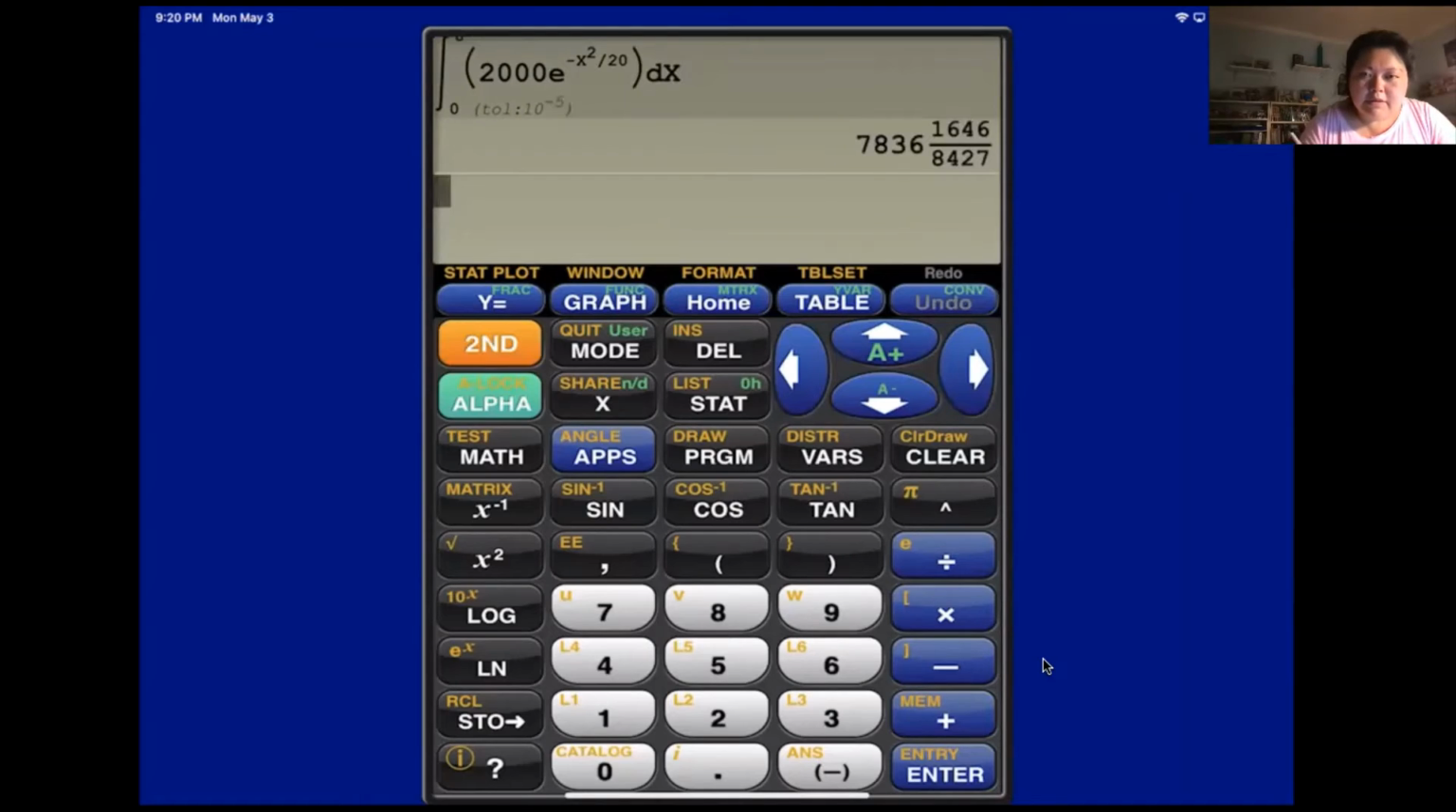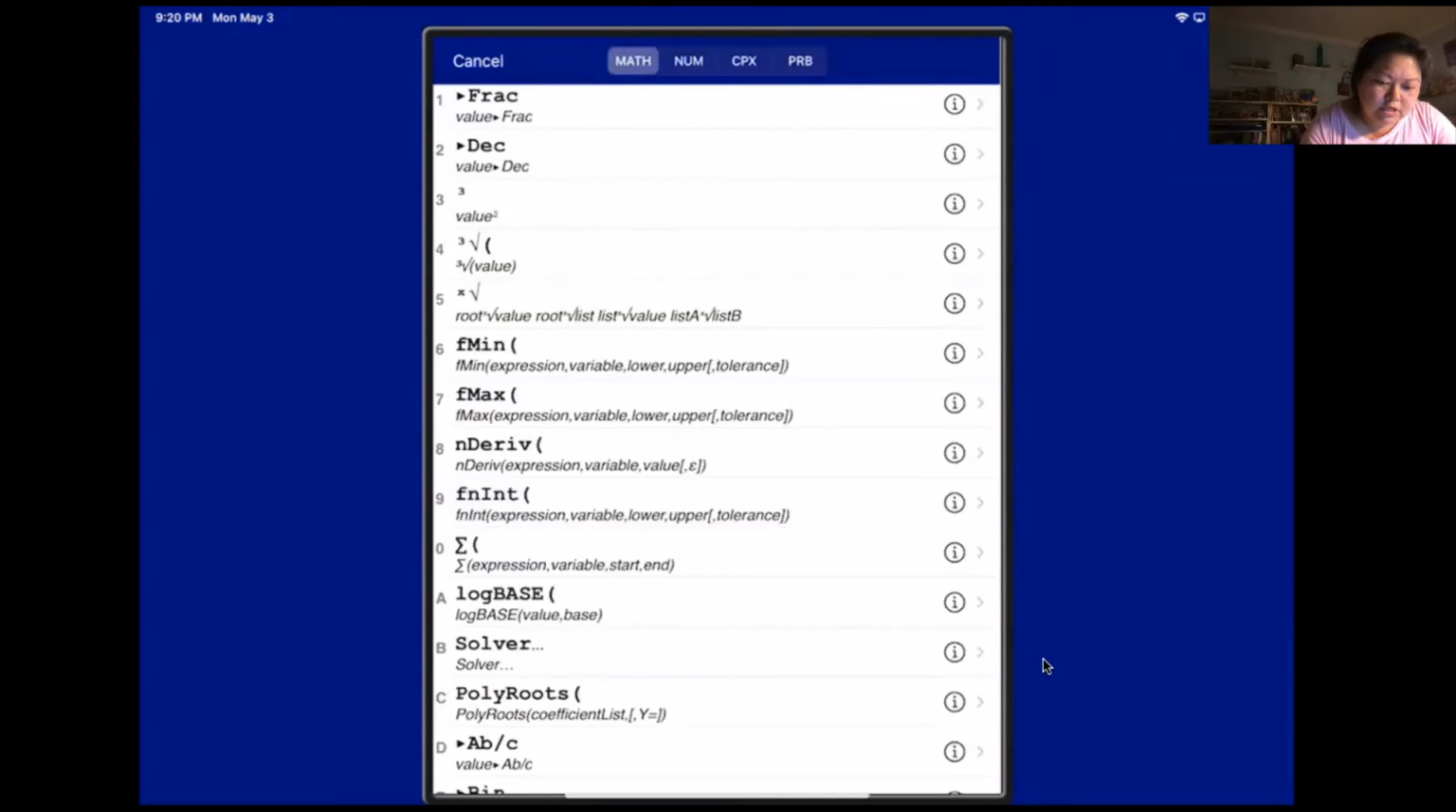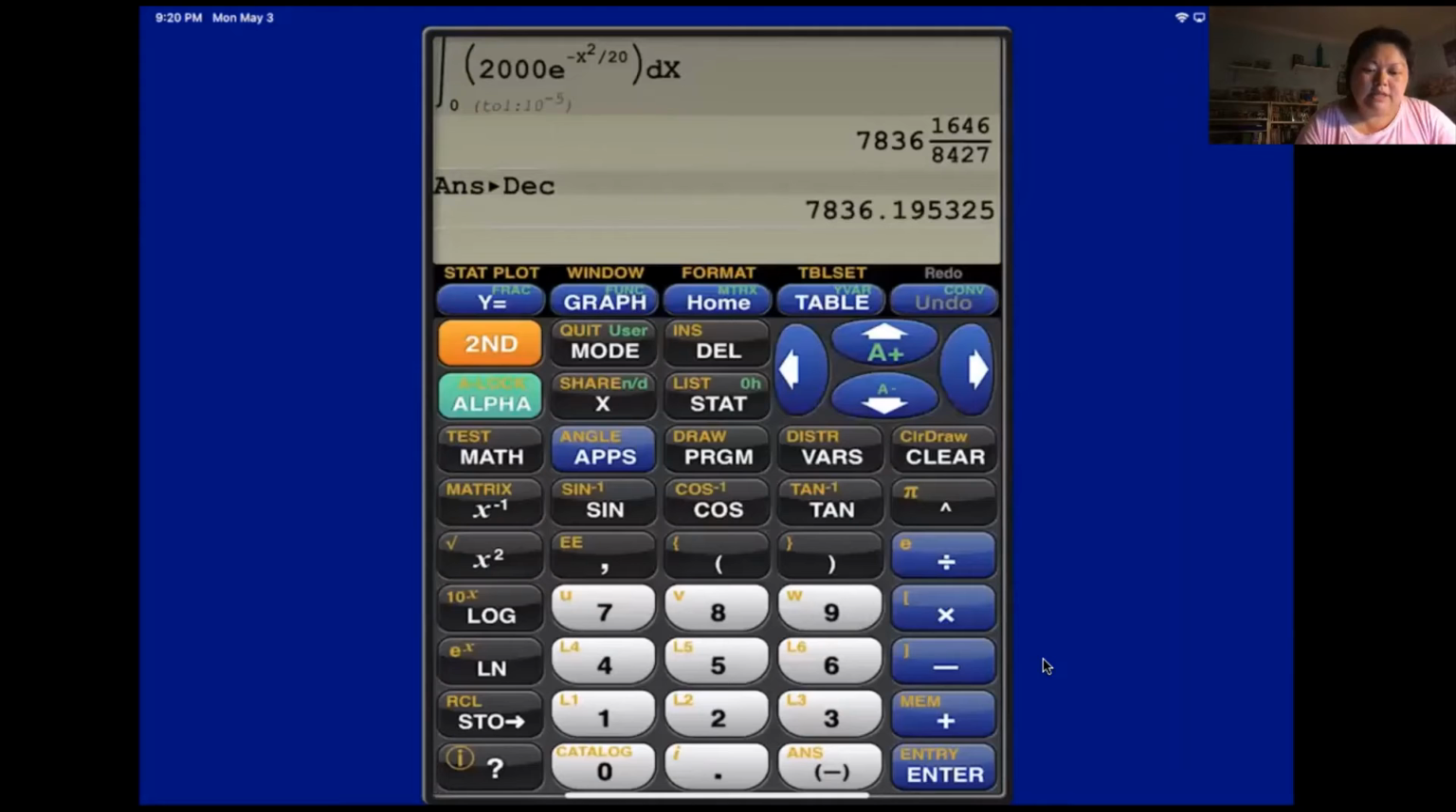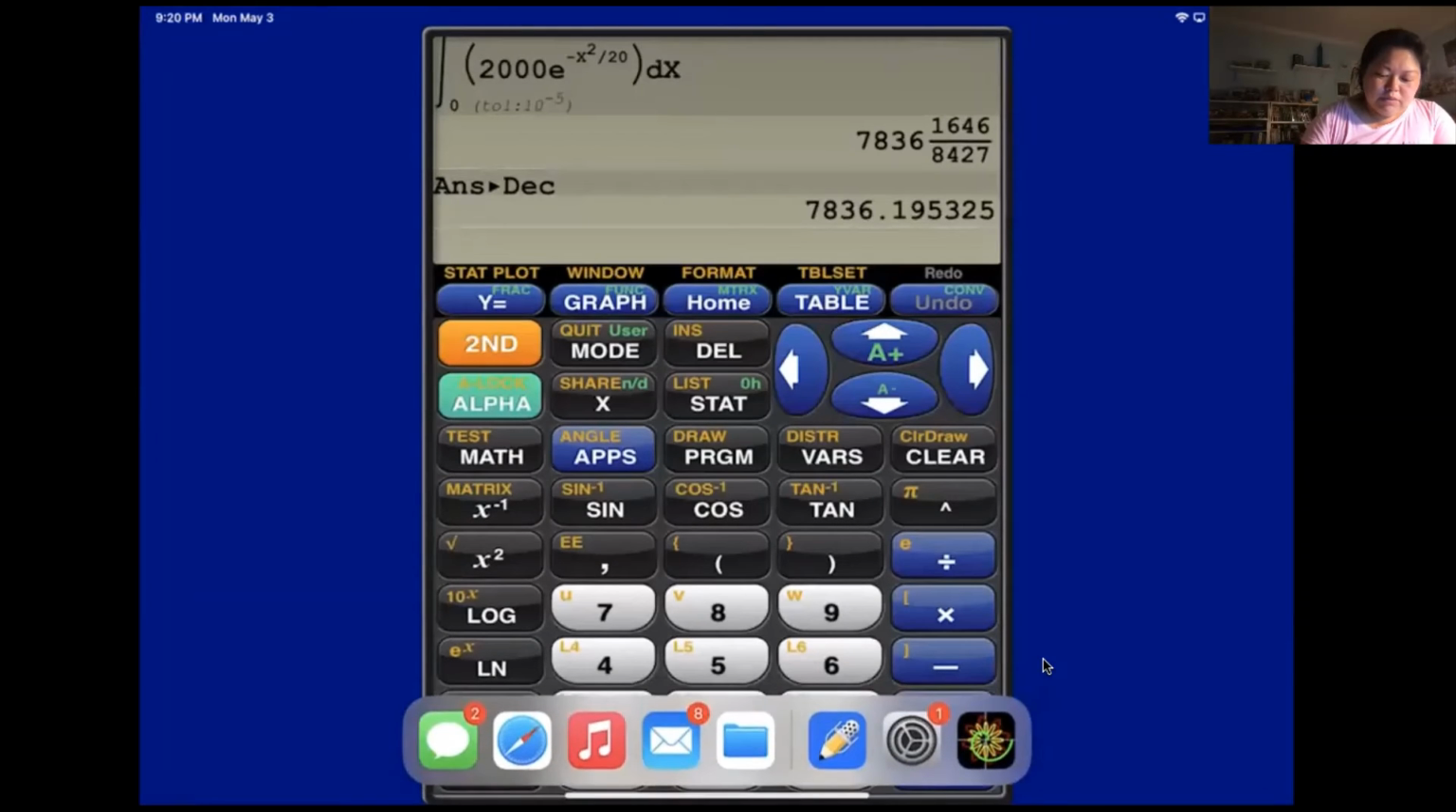For some reason, mine's giving me this awesome fraction, so I am just going to change it to a decimal. So I have a nice answer, 7,836.195. Okay, all right.